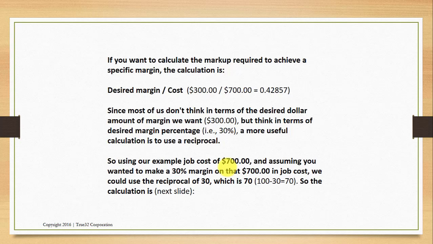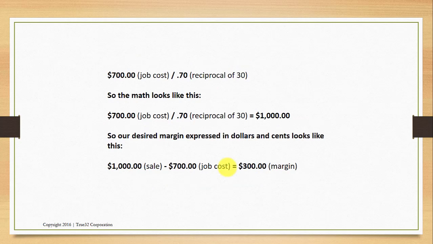Since most of us don't think in terms of the desired dollar amount of a margin that we want, but think in terms of desired margin percentage, 30%, a more useful calculation is to use a reciprocal, and we've talked about that before, and let's go through and take a look at this. So using our example job cost of $700 and assuming you wanted to make a 30% margin on that $700 in job cost, we could use the reciprocal of 0.30 or 30, which is 70. So the calculation is $700 job cost divided by 0.70, the reciprocal of 30. 70 plus 30 is 100, so that's why 70 is the reciprocal of 30. So the math looks like this: $700 job cost divided by 0.70, the reciprocal of 30, equals $1,000.